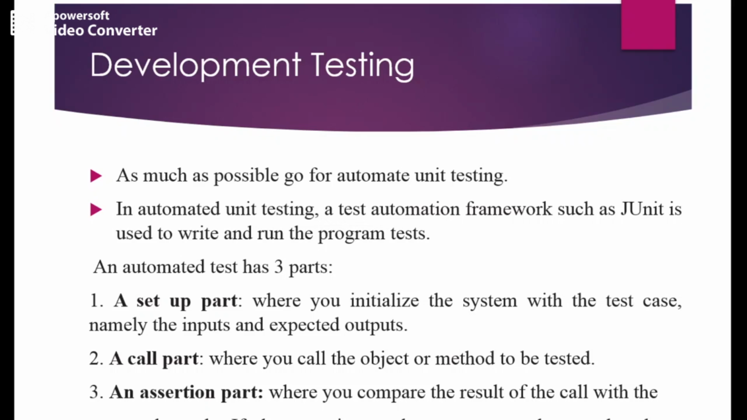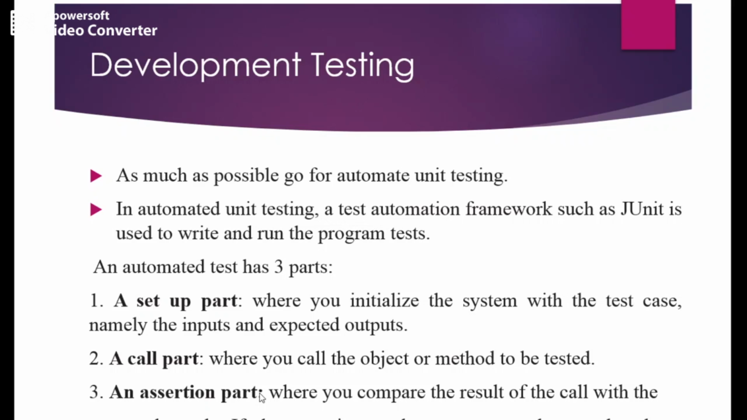An automated test has three parts. Keep in mind, an automated test has three parts. The first one is the setup part. What is this setup part? Here you do the initialization. You initialize the system with the test case, namely the inputs and the expected outputs. The second one is the call part. Where you call the object or the method to be tested. So that is the call part.